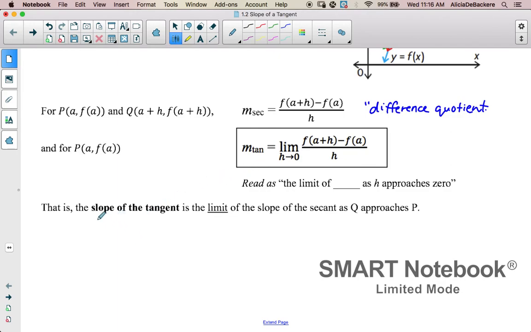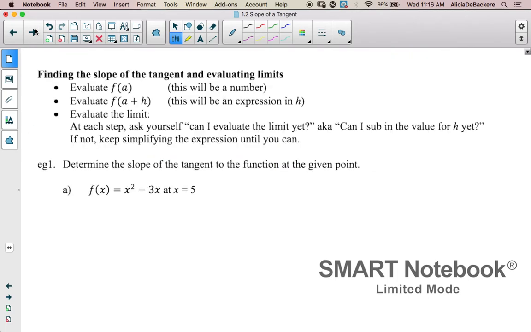So the slope of the tangent is the limit of the slope of the secant as the point Q approaches P. We're looking for the limiting value. Okay, so how do I find the slope of the tangent and evaluate those limits? So what we're going to do is follow these steps here each time.